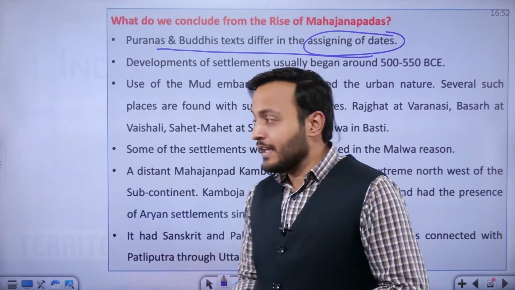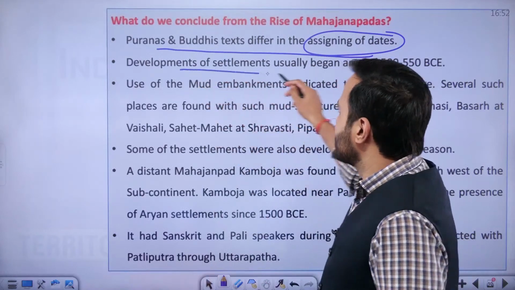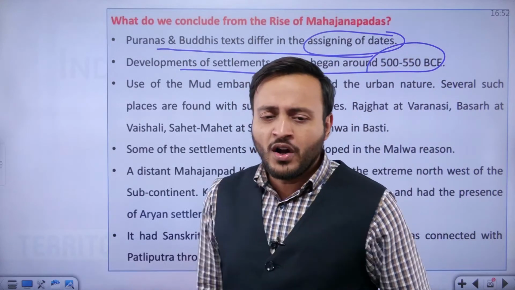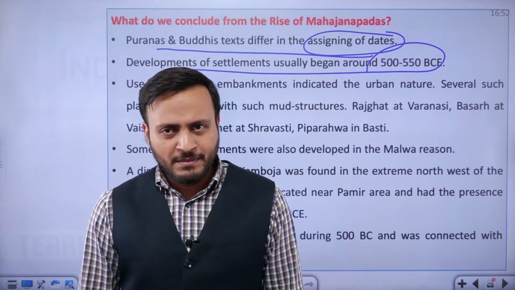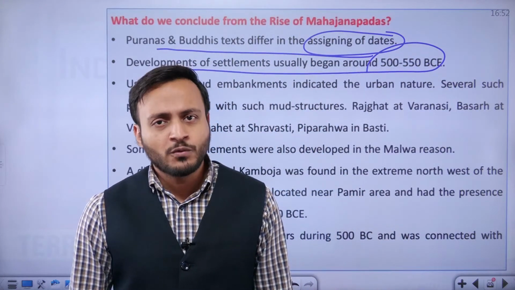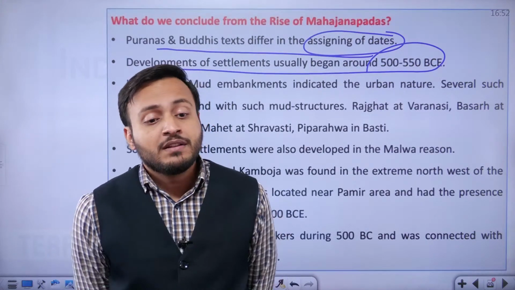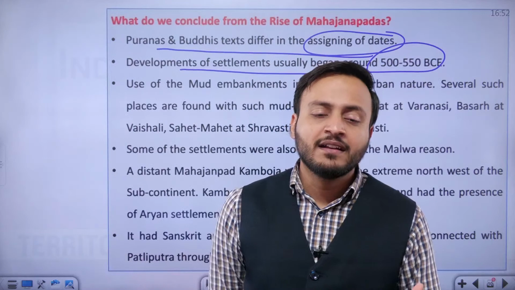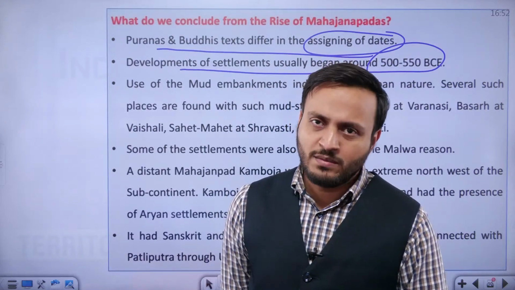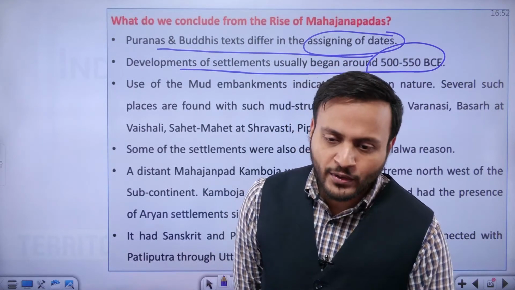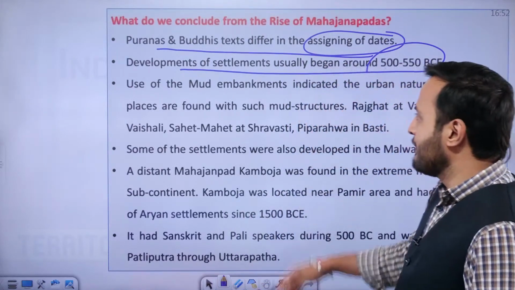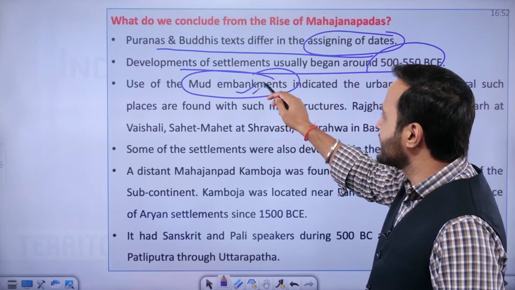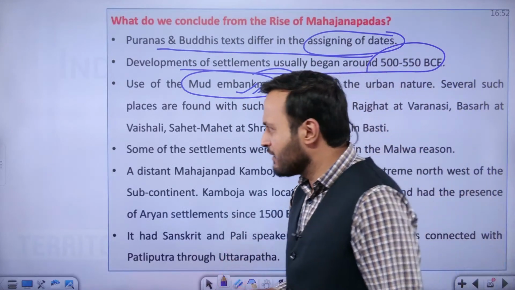Alright everyone. Now, the development of settlements usually began around 500 or 550 BC. So overall, some of the most famous, most well-known Mahajanpadas, their settlements actually began during the mid of the 6th century BC. I have included a few examples. For example, we obtain evidence of mud embankments. What is the meaning of mud embankment?